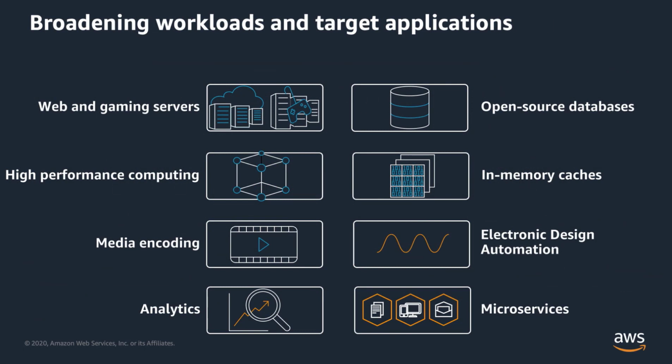So A1 was great, and as you saw there, we have a variety of customers and partners already taking advantage of them. But customers wanted to be able to run bigger workloads, a broader variety of workloads, and for that they wanted higher performance instances, larger instances, more memory, more networking. And so that's where today we're broadening the scope of what we can do with AWS Graviton beyond A1. So web and game servers, open source databases, in-memory caches, microservices, all the way through to high performance computing.